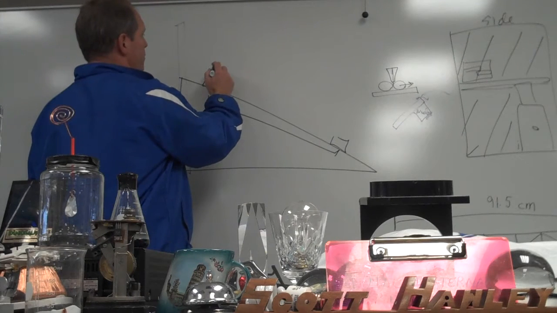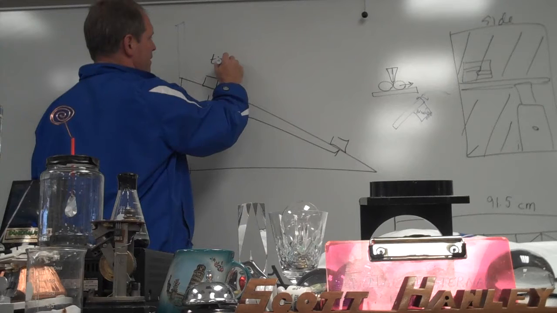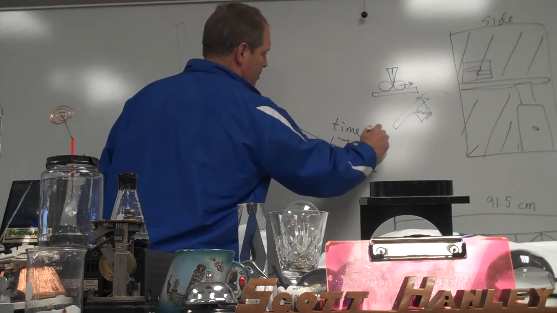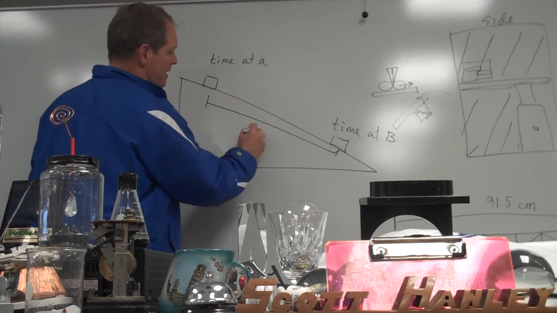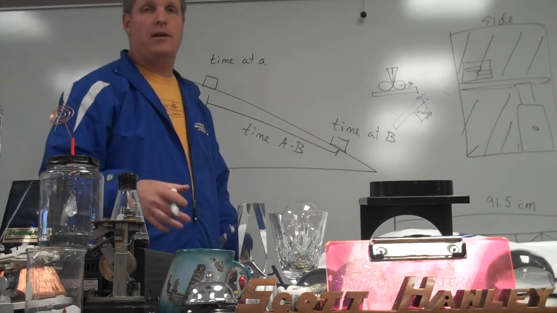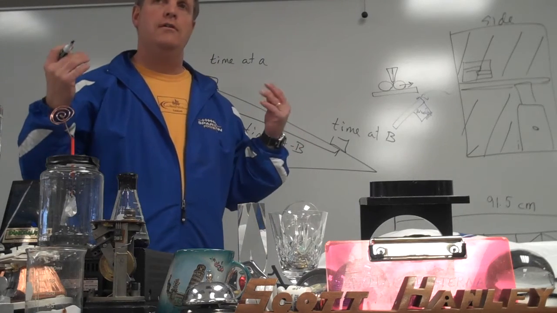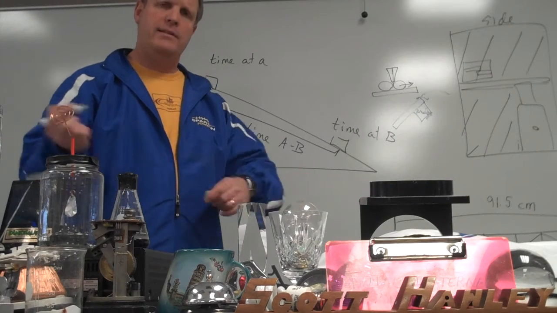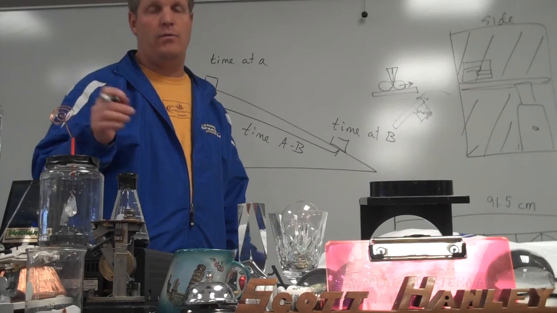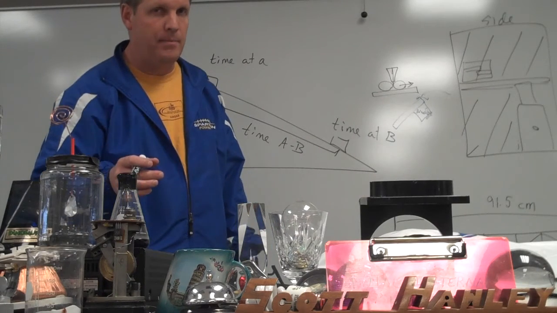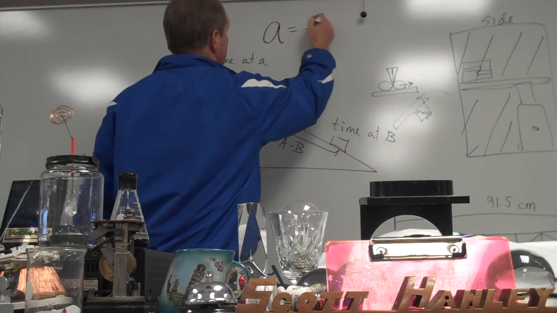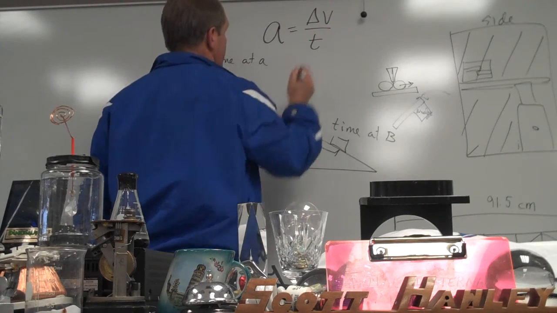Alright. What you want to do is find the time at A, the time at B, and then the time between A and B. These three things are going to be necessary so that you can find the acceleration rate. Now, what is acceleration? You guys know that acceleration is the change in velocity over the change in time. Okay? So, the formula for acceleration is a equals delta v over t.